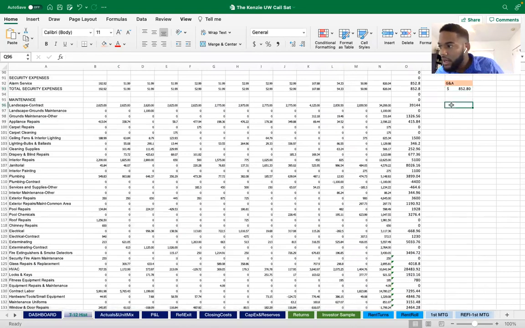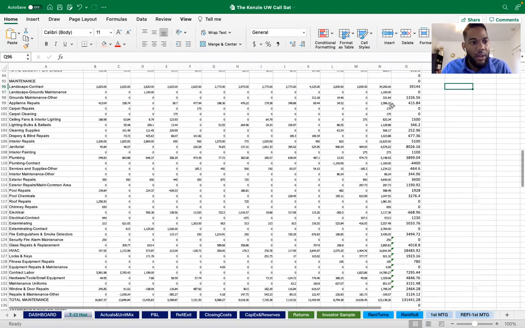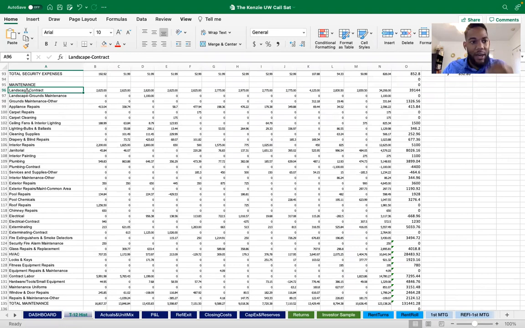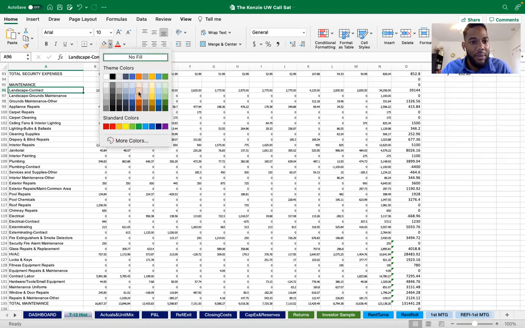And so now we're into the maintenance section. Let's start out with this top line item right here, guys, this landscape contract. What do we think this is? Would y'all classify this as a regular repair and maintenance, or would y'all classify this as something else? So we're looking at line item 96.